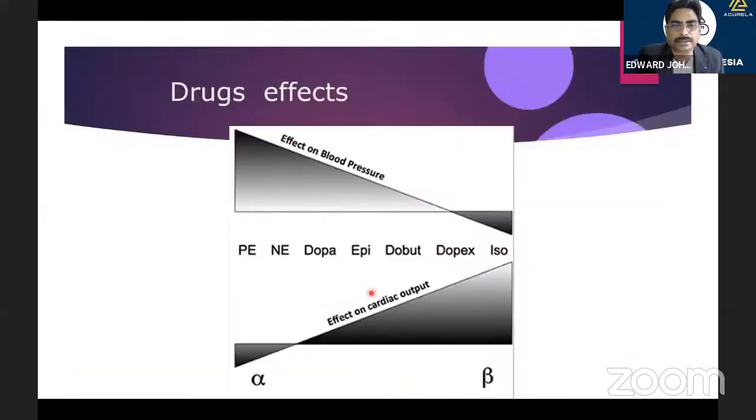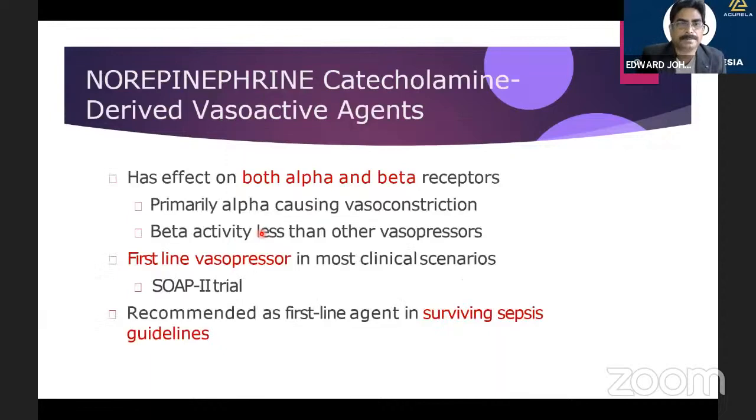Here I have grouped the drugs according to the alpha and beta effect. In the middle is epinephrine, which means it has a 50% alpha effect and 50% beta effect. If we move to the right side, there is more beta effect, so isoproterenol has more beta effect. On the left side, phenylephrine has more alpha effect. Norepinephrine acts on both alpha and beta.